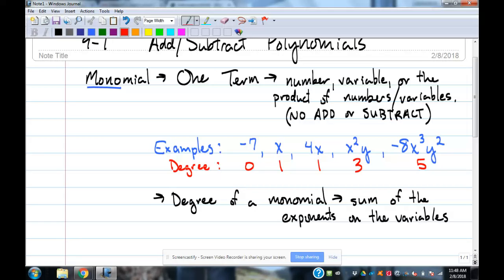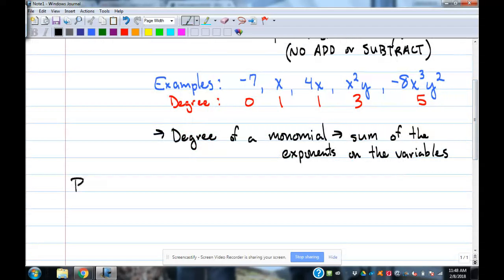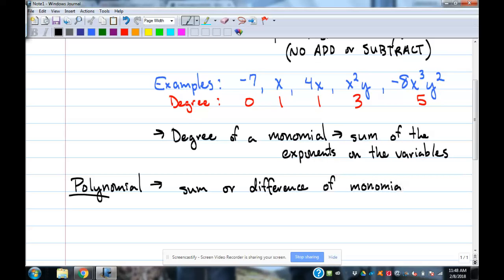Monomials make up polynomials. A polynomial, prefix poly, P-O-L-Y, means what? Many. Many can be 2, could be 15, could be 3, but it's just more than one. That's all that a polynomial is. It's got more than one term. So it's the sum or difference of monomials. Every polynomial is made up of monomials.